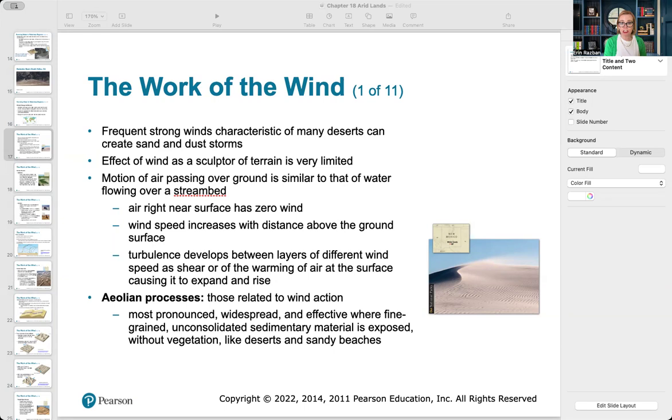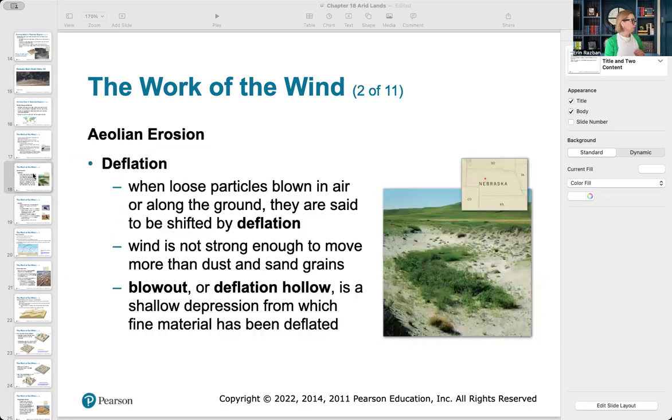These processes reach their peak intensity in dry regions where vegetation is sparse and loose sediment is abundant. So let's examine how these processes shape our world. So, wind erodes the landscape in two primary ways, deflation and abrasion.